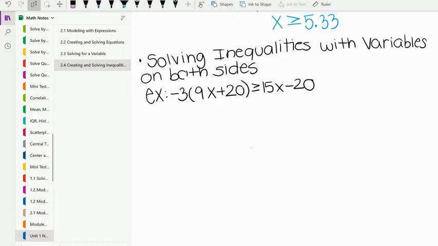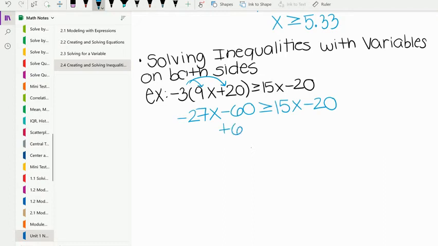I'm going to start off by distributing that -3 to both parts. So -3 times 9x is -27x, and -3 times 20 is -60. Then I just write that inequality sign and bring down the rest. Now I want to get the numbers on one side and the variables on the other. So I'll add 60. You could have added 27x. There are a lot of different ways you could have done this.